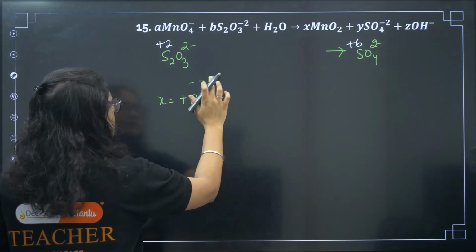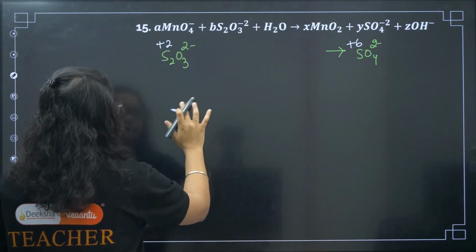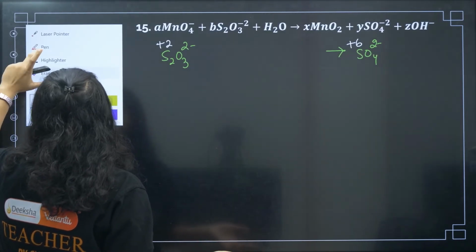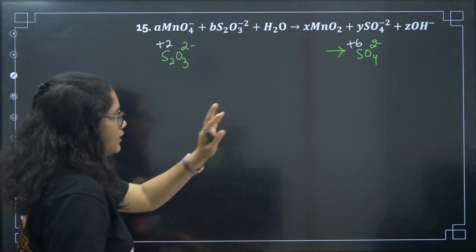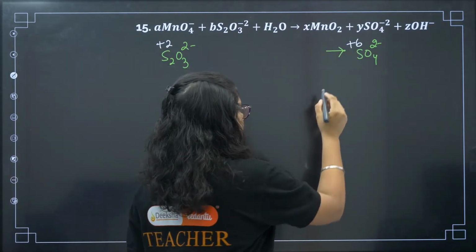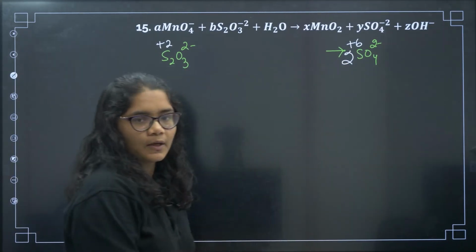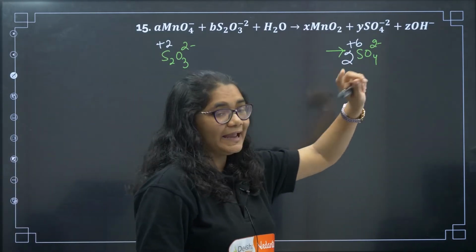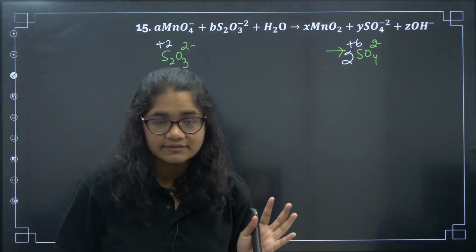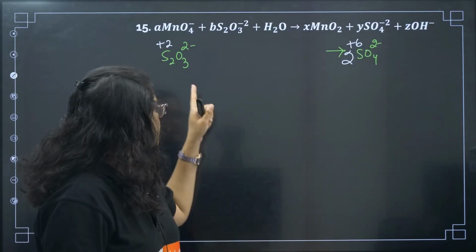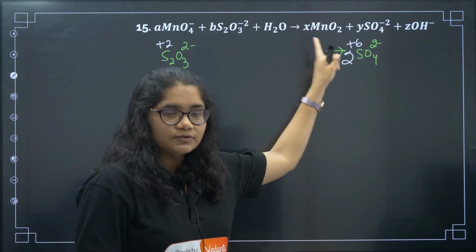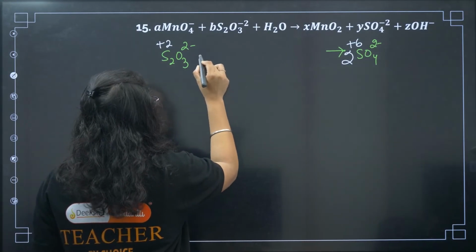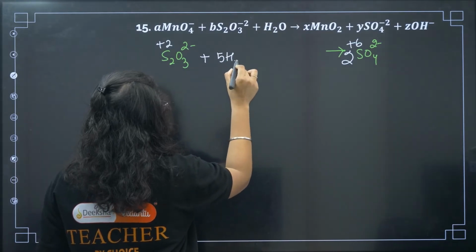Next part is to balance the number of atoms, right? On the left hand side we have 2 sulfur, on the right hand side we have 1 sulfur. So I'll multiply by 2 here. Now let us see oxygen. Here there is 3 oxygen and here we have 8 oxygens. I told you to balance oxygen we need to add water molecules. So this side there is 3, this side it is 8. So we need to add another 5 oxygen on this side. So for that I'll add 5 water molecules.